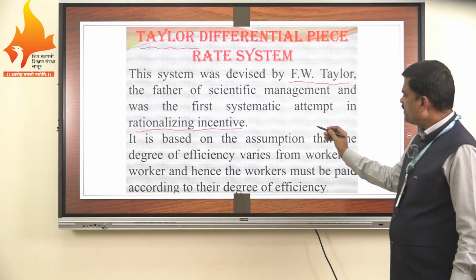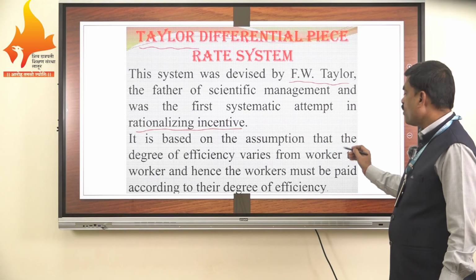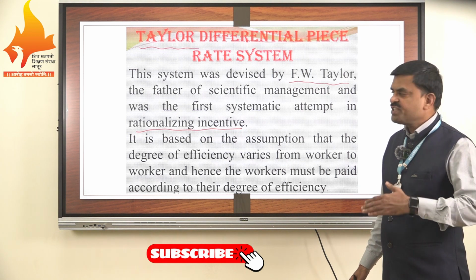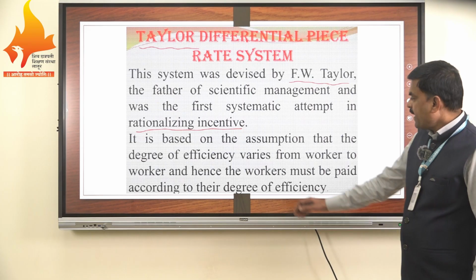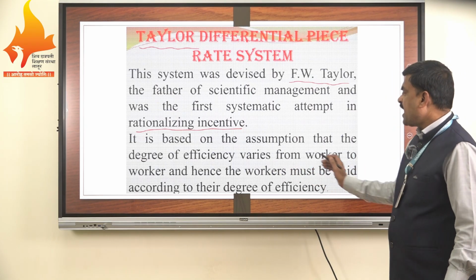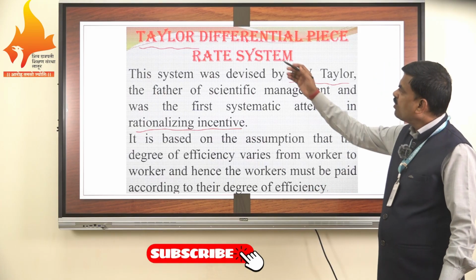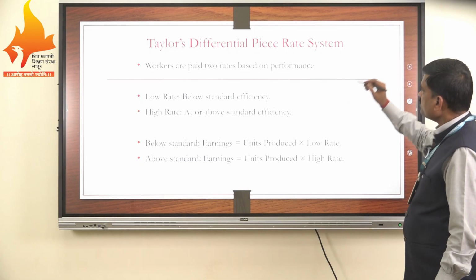It is based on the assumption that the degree of efficiency varies from worker to worker. Worker A may have one capacity, worker B may have another capacity. Hence the worker must be paid according to their degree of efficiency. This is the outcome of Taylor's differential piece rate system.